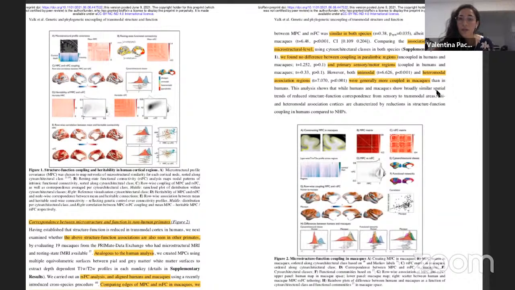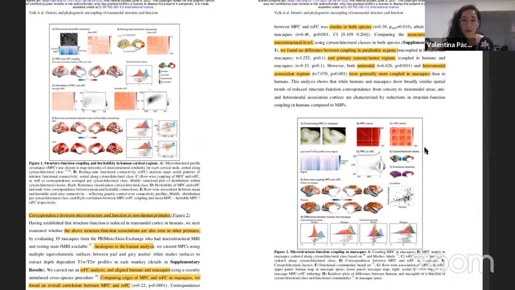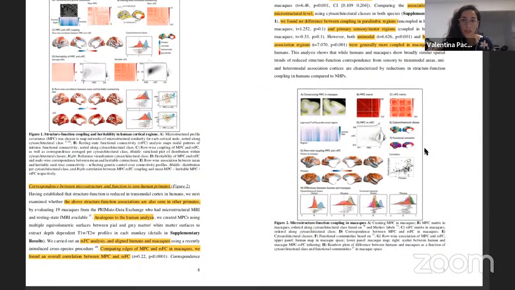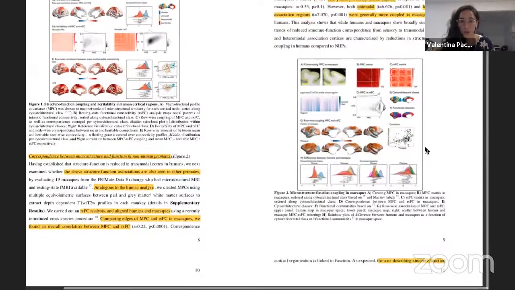Okay, and so both unimodal and heteromodal regions were found to be more coupled in macaques compared to the human results that I've shown you before.